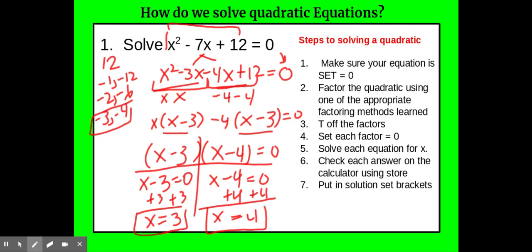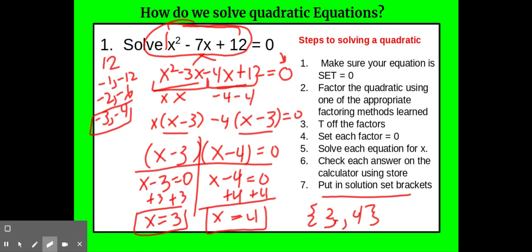Now, when you do the check, you can watch the other video. You're going to store each value in separately for x, type in this equation, and then see if each of the answers gives you 0. You do it two separate times. And the last step is to put your answers in solution set brackets. You're just going to use these brackets. It tells us that those are the two values for x when the equation is equal to 0. Okay? So pause this video, make sure you're getting all these steps down so you can now perform the next 3 on your own.